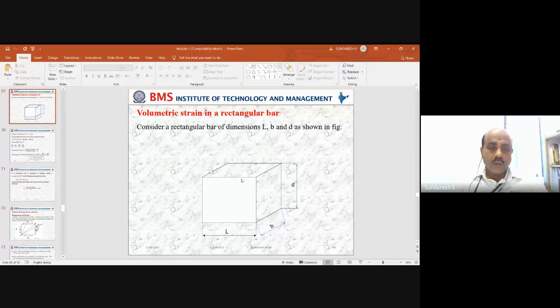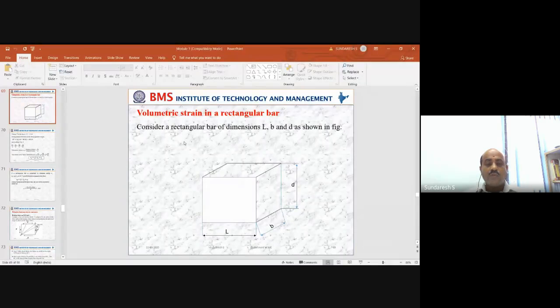So, volumetric strain in a rectangular bar. Let us take this in today's class. Yesterday we discussed volumetric strain: it is the ratio of change in volume to the original volume. Am I right? So now, how can we determine or express the volumetric strain in the case of a rectangular bar?